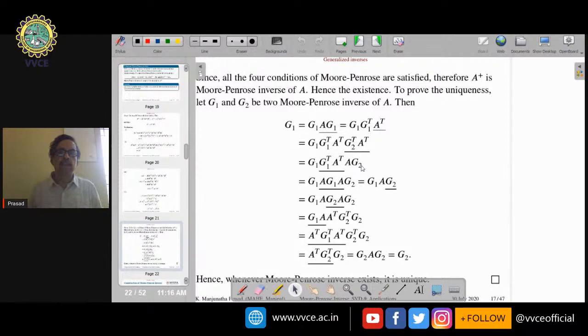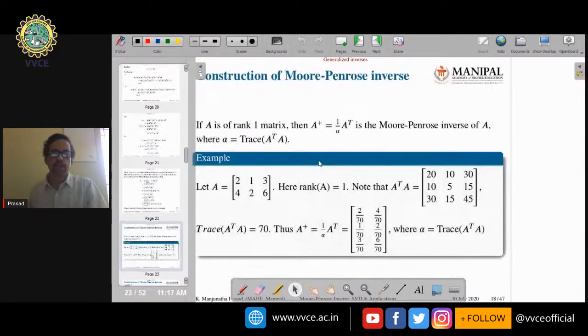And here is again a computation that verifies that if there are 2 Moore-Penrose inverses, they must be the same, that is, it is unique. Now, I would like to tell you how to construct this Moore-Penrose inverse. That is very important when it comes to application.